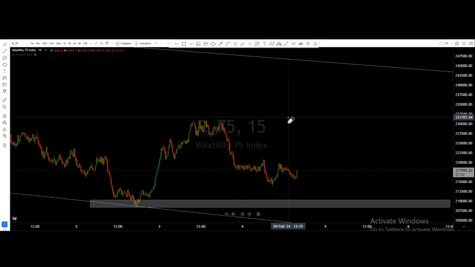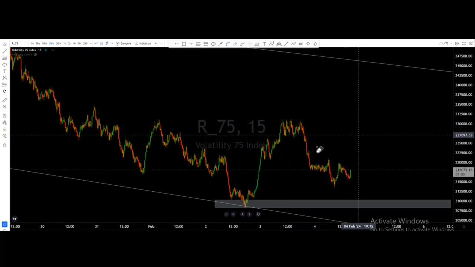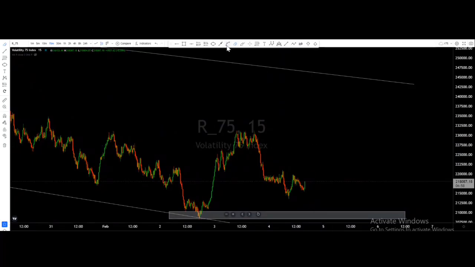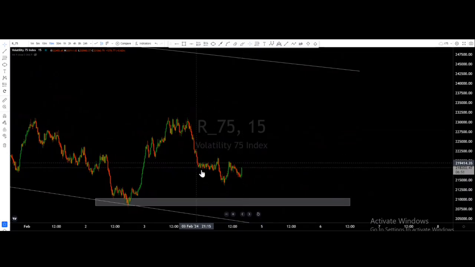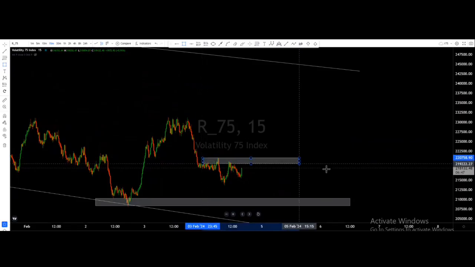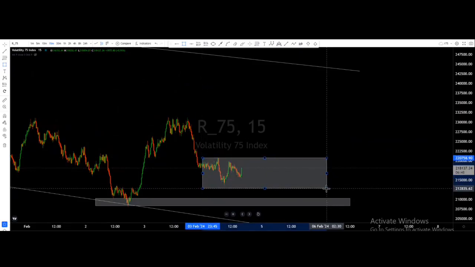I'm seeing the impulse, but I'm also waiting to see the correction, so I will know the direction I'm going to take. So that's it for now. For now, V75 is just the way it is. But I feel like it's going to go up because, yeah, it's going to go up though, definitely.